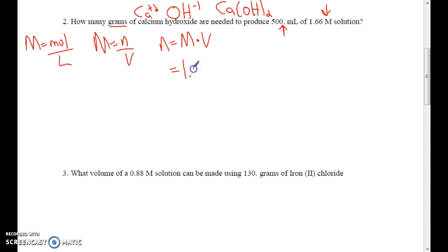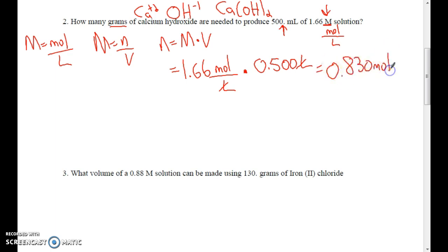So when we write this out, the molarity is 1.66 molar. Now I'm going to write the units out as moles per liter. Because this capital M, sometimes if it helps you, instead of capital M, think about it as moles per liter, and you're going to see why this works out. The volume is 500 milliliters, which we convert to 0.500 liters. We did molarity times volume, so the liters will cancel out, and what we'll be left with is moles. What you get is 0.830 moles of calcium hydroxide.